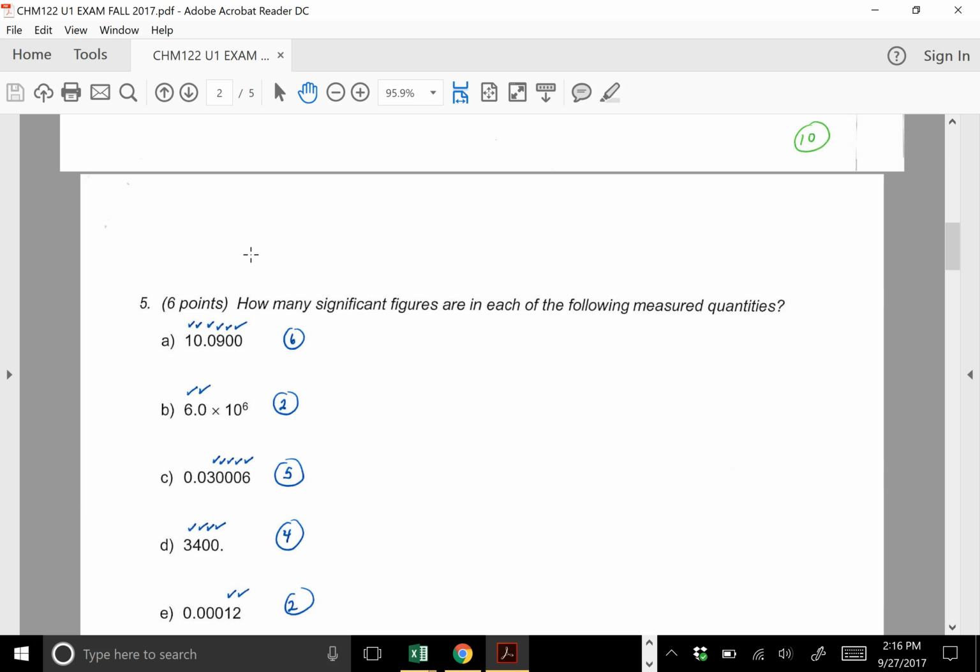For F, a correct relationship between grams and kilogram, that would be a factor of 1,000. And to say it correctly, 1 kilogram is equal exactly to 1,000 grams.